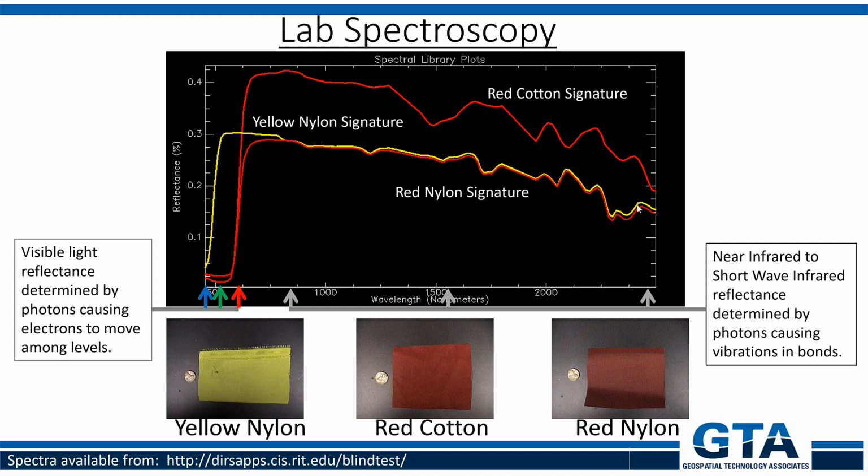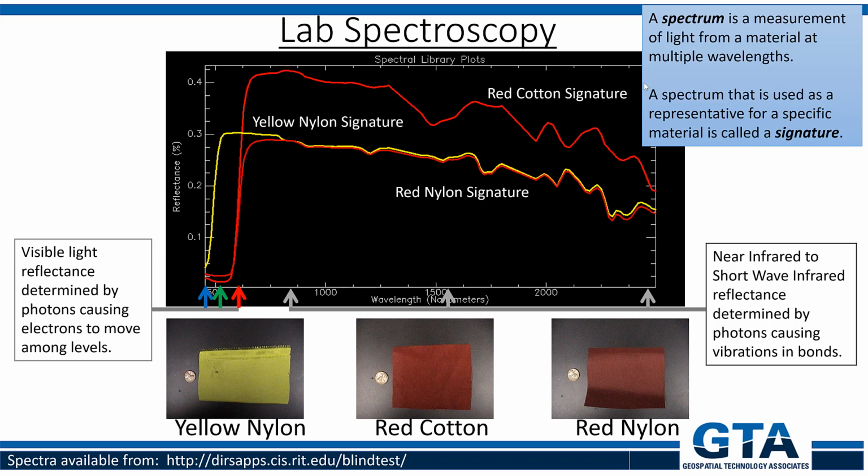So these series of rises and peaks you can think of as reflections of the specific types of chemical bonds that are present within the materials you're looking at. So the two nylon fabrics, the yellow nylon and the red nylon, very similar chemical structures through those nylon polymers, and so the features are very similar through here, whereas the red cotton will have a different set of features or a different set of peaks and valleys.